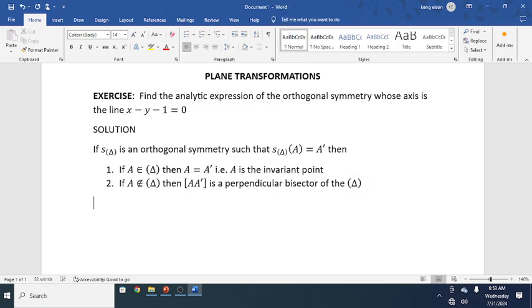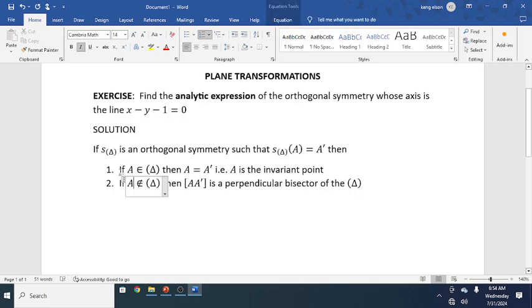Now let us go back to the exercise. We need to find the analytic expression, which is also what we call the Cartesian equation. Then we move backwards from the analytic expression to the complex representation of this transformation, that is this orthogonal symmetry. I'll show you how to go back. But it's very important that we use these two properties. You are just going to focus on this particular property, putting in mind that the point does not belong to the axis.